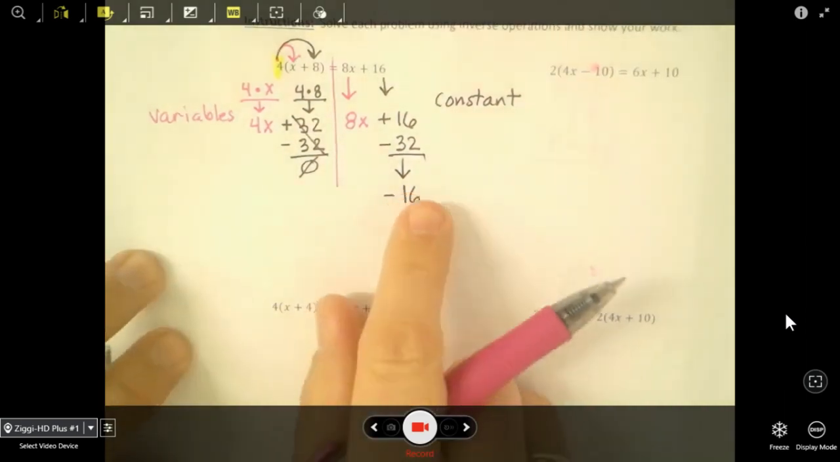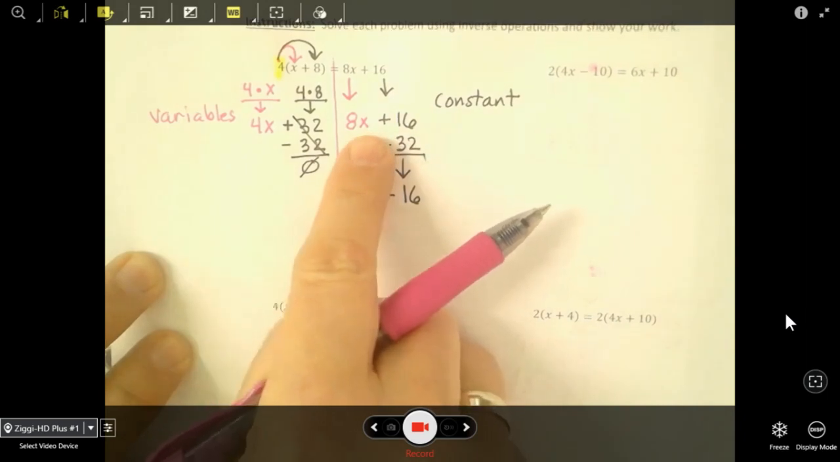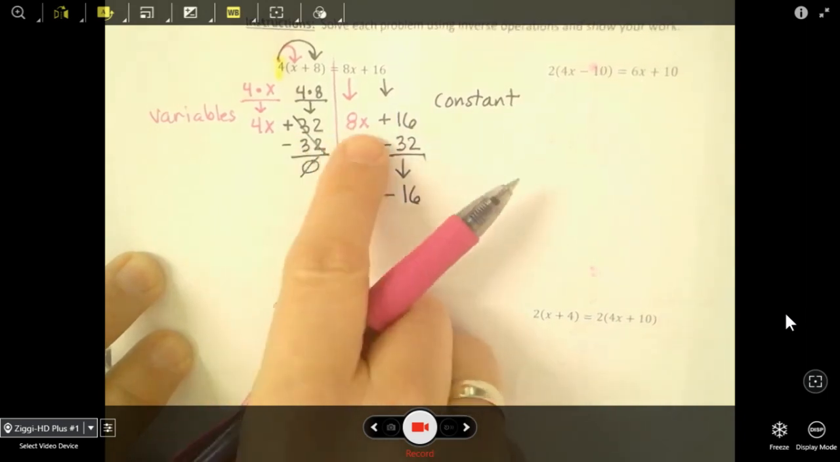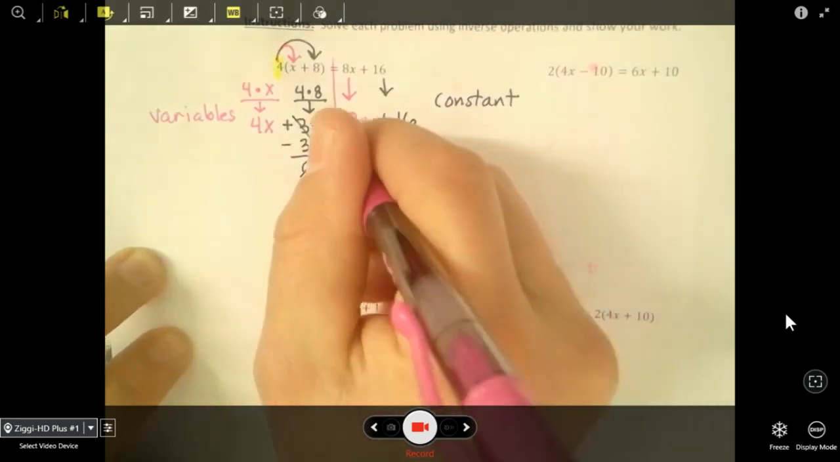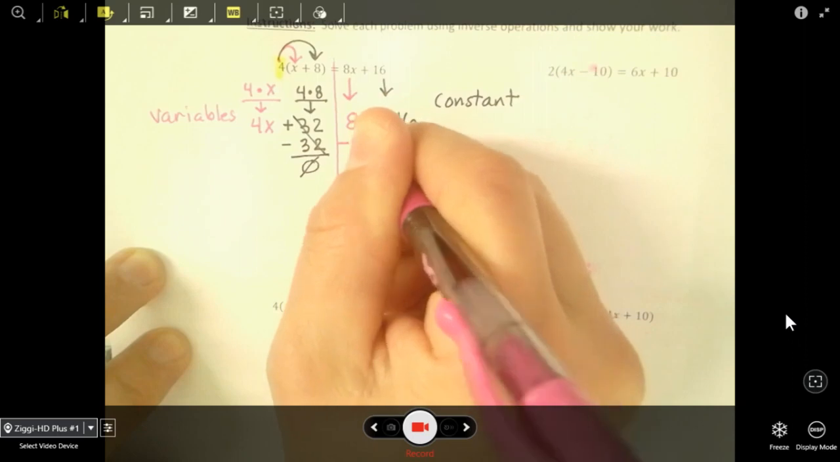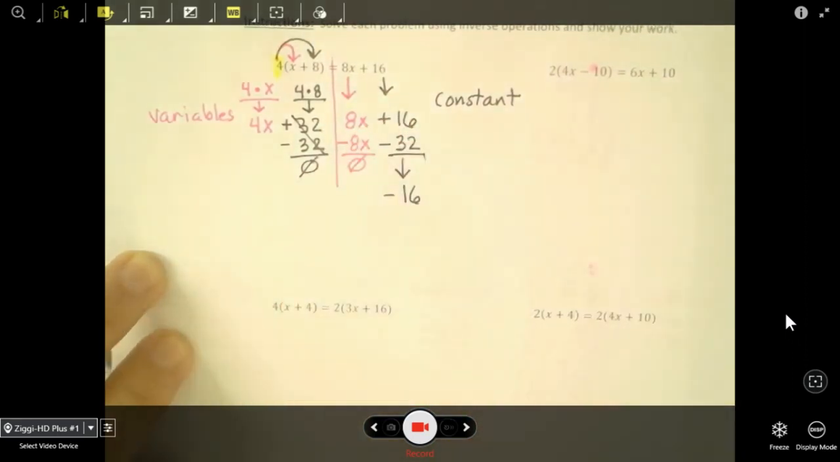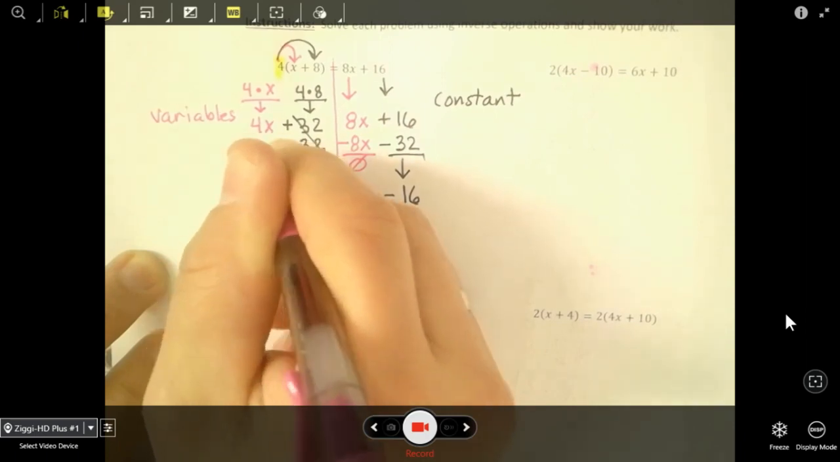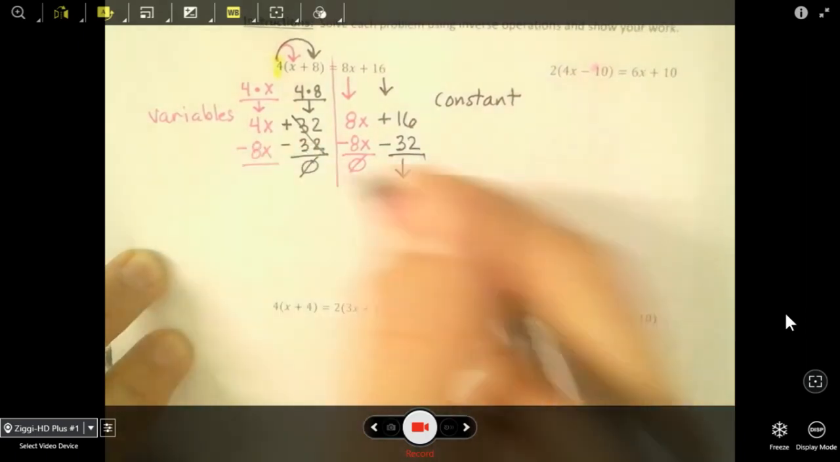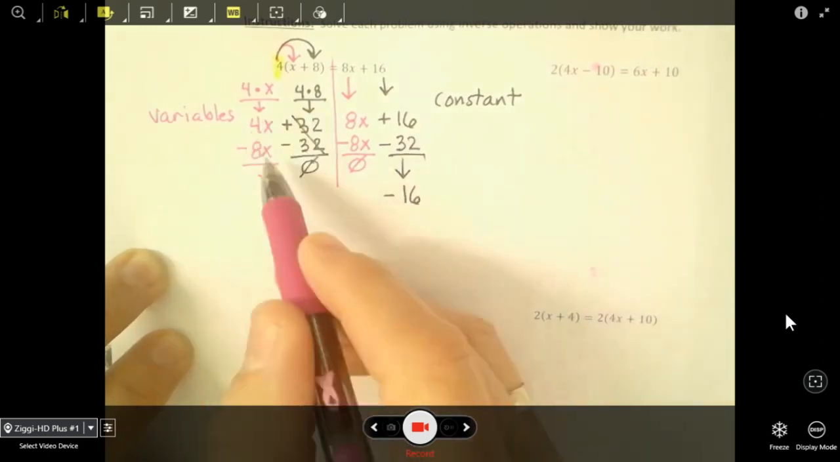So now we have all our constants on the right, but now we have a variable on the right as well. So we need to move this variable to the left. So in order to move this positive 8x to the left, I have to do the inverse operation, which is going to be to subtract 8x. And that's going to leave me with 0 x's on the right. But then I need to go ahead and I need to subtract it from the left. Now once I do that, I'm going to bring my answer down, and I have 4 x's minus 8 x's.